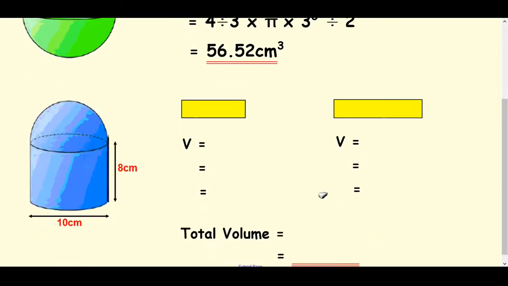The last one I'm going to look at here is a combination of a hemisphere and a cylinder. Now when I'm doing this, I like to split it into two different shapes. I kind of like to name the shapes I'm working with, so I put wee headings. So we'll do the cylinder first. And again, if you're not sure of the formula of a cylinder, look back at the previous lessons. But it's pi r squared h.